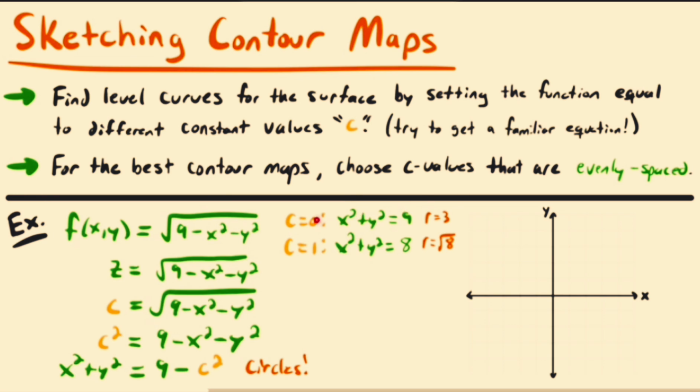So we went from 0 to 1. Let's go from 1 to 2. All right, c equals 2. When c equals 2, plugging 2 into our equation here, 2 squared is 4.